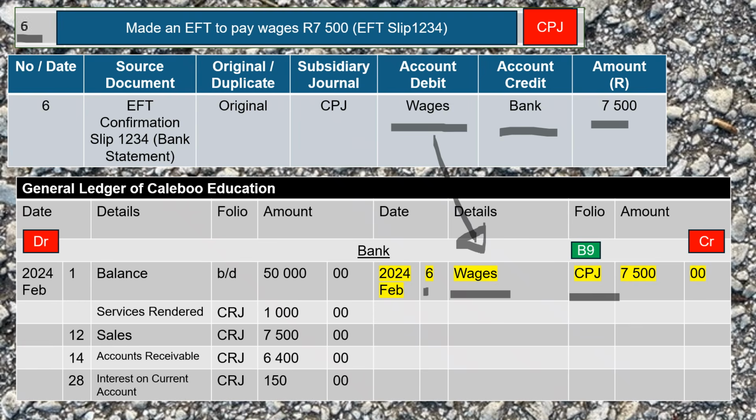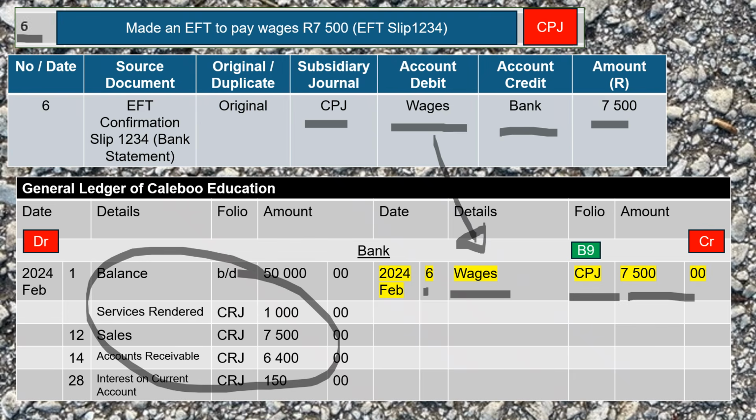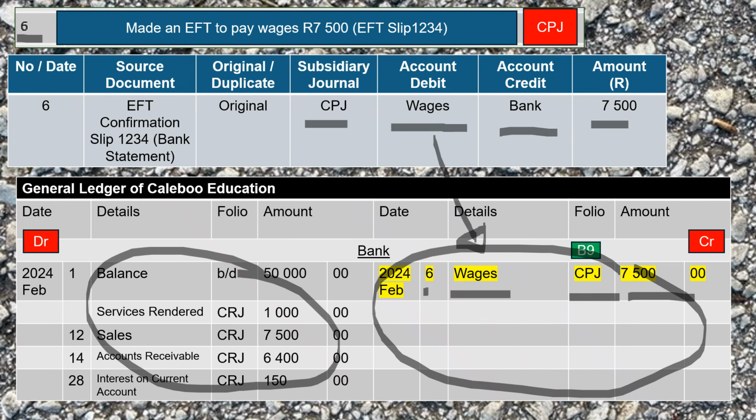Where was the information recorded? Now we're making payments. Cash payments journal. And what was the amount? 7,500. Receipts, payments. All the information needs to go into the bank account.